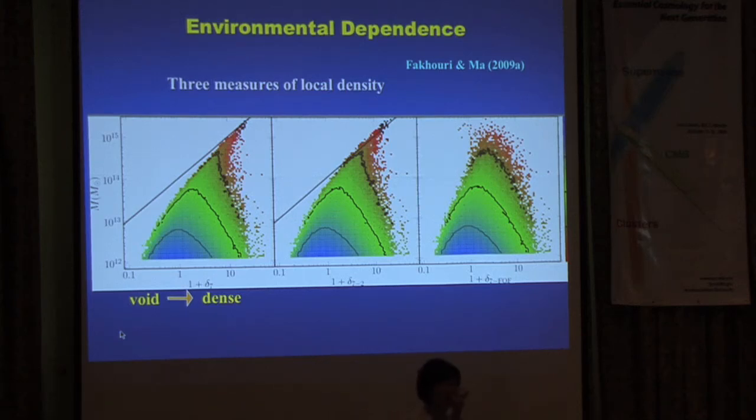You don't want to take too small a radius because that won't be quite representative of the environment you're living in. But if you use 7 or 5 or 9, it doesn't make too much difference. So here is just a simple scatter plot of the mass of each halo and the average density within 7 megaparsec that it lives in, based on the Millennium catalog.